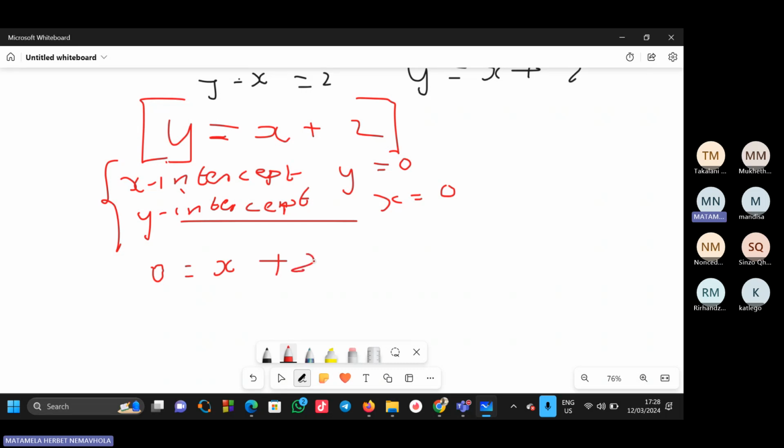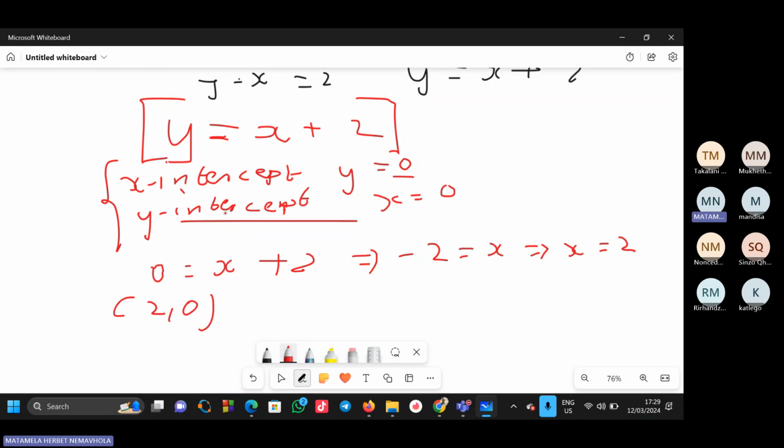Then you can see that if I take this to the other side, it changes the sign. It's going to be negative 2 equals x, which I can rewrite as x equals 2. When I put this in terms of coordinates, it takes us back to those coordinates: when y is 0, x is 2, so we have (2, 0).